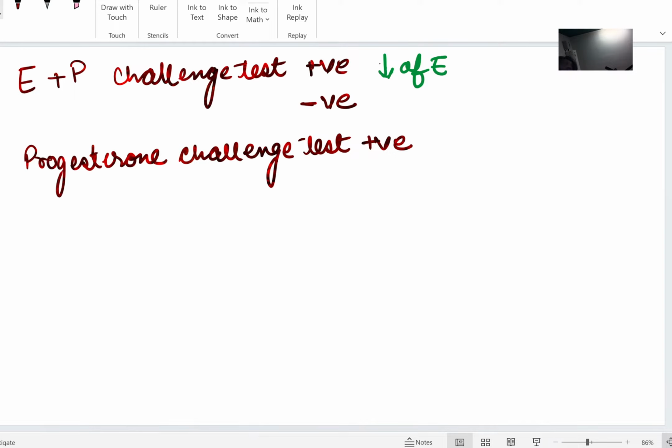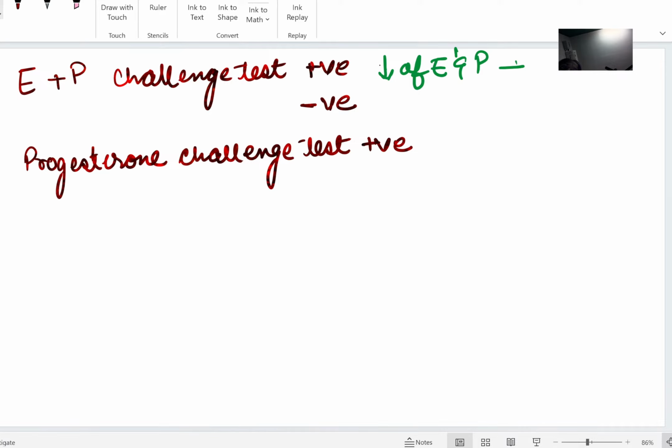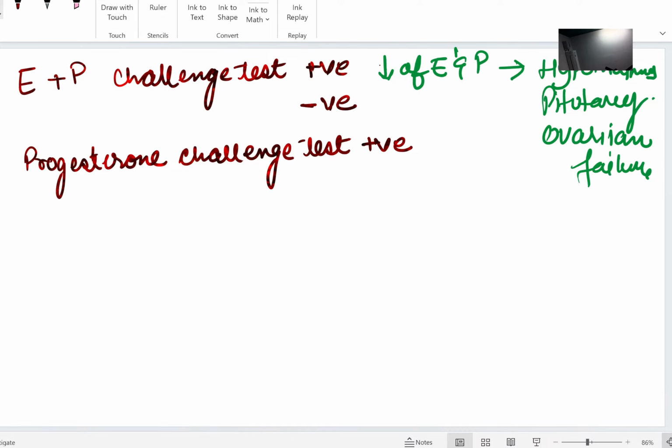If there is deficiency of estrogen and progesterone, it is due to hypothalamus failure. Yes beta, we measure FSH before the withdrawal test. Okay, hypothalamus failure, pituitary failure and ovarian failure. In all these three cases, there is deficiency of estrogen and progesterone.